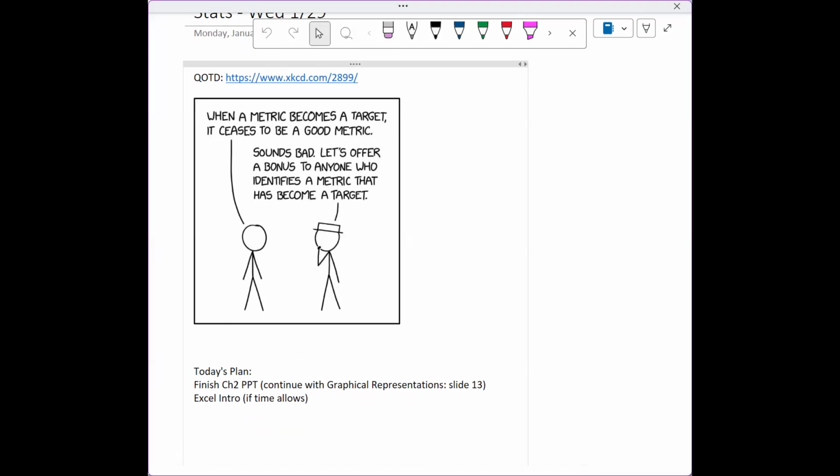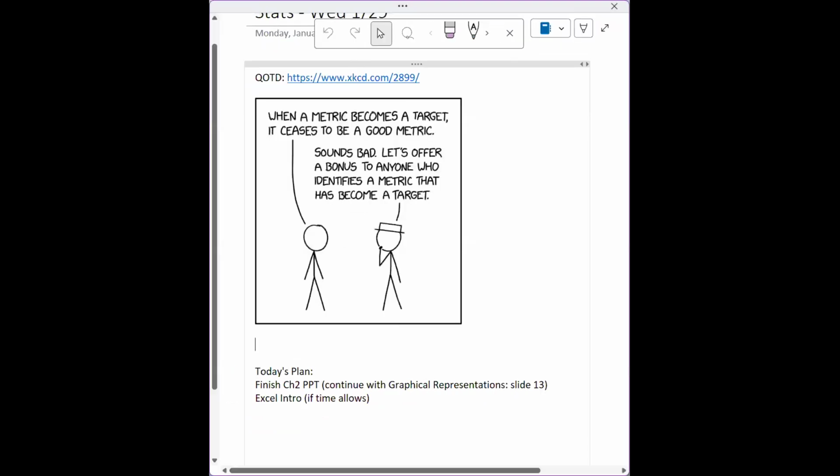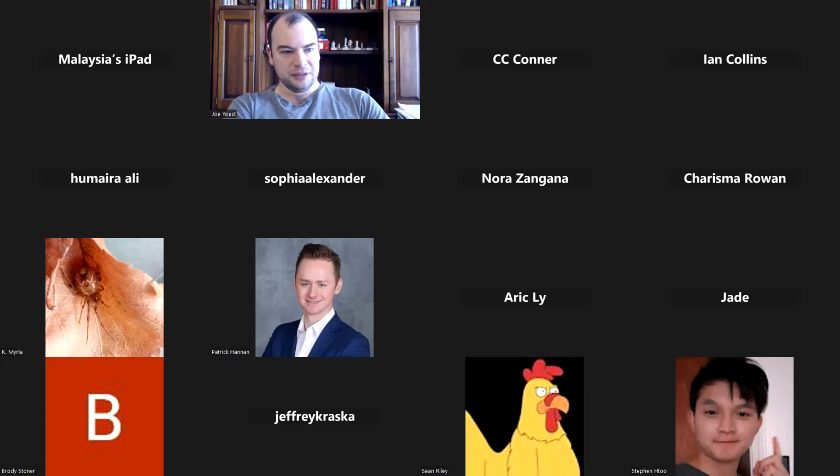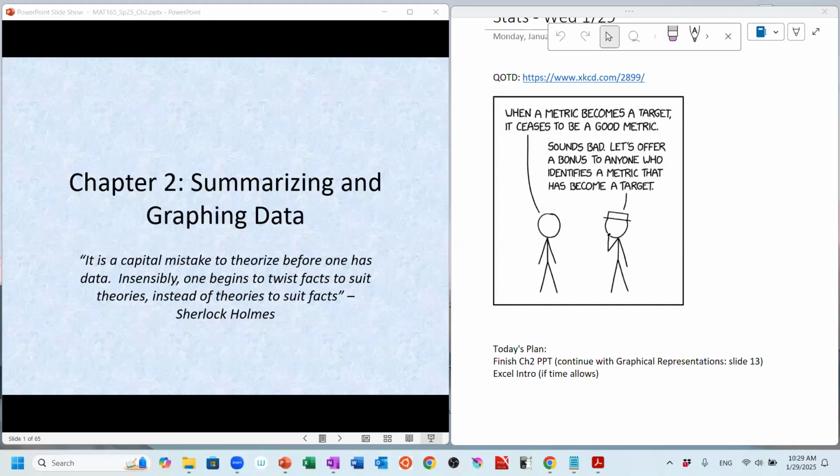Let me reorganize my windows here for 1 second, and then we will jump back into things. Give me 1 second here. All right, I think we got everything set up now.